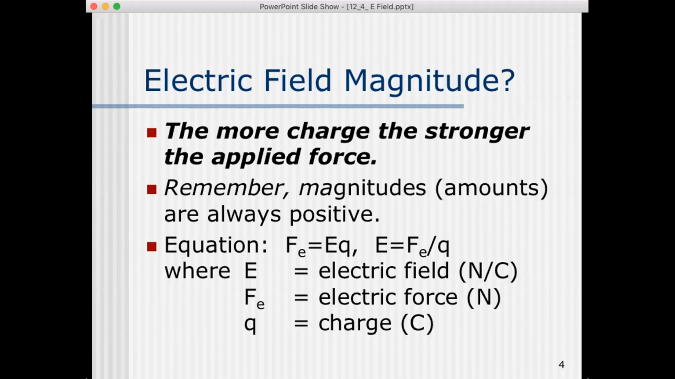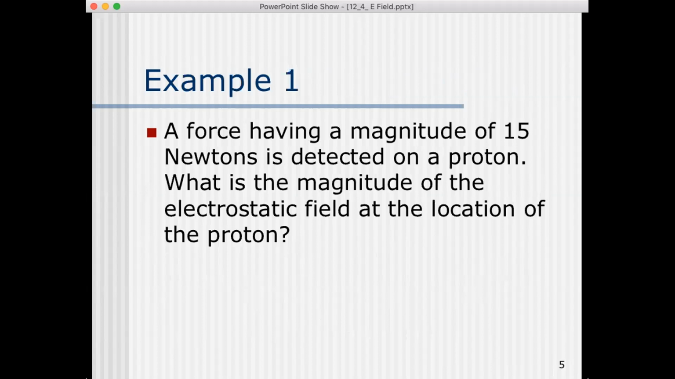Now we're going to start doing some examples. This is example 1. In example 1, you see a force having a magnitude of 15 newtons. I'm going to write that down on a sheet of paper that you can't see right now, but this way I'll have the givens and everything for the problem. It's detected on a proton, with a charge of 10 to the negative 19 coulombs. What is the magnitude of the electrostatic field at this point?